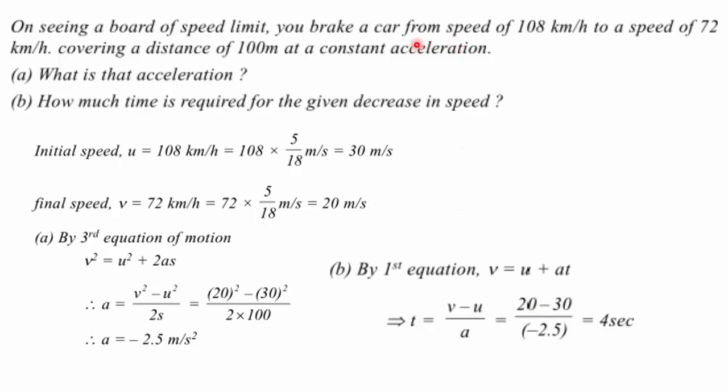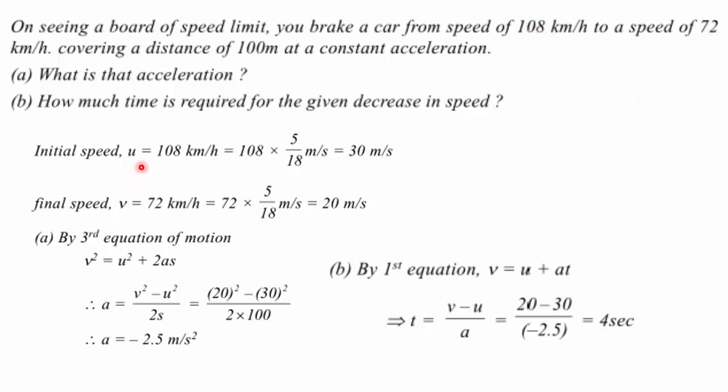Let us say that you are driving a car and suddenly you notice a board where you have to control your speed. The speed of the car now is 108 km per hour. Now you reduce it to 72 km per hour, and this reduced velocity came while traveling 100 meters at a constant acceleration. That means the velocity is decreasing and it is retardation, that means negative acceleration. So you have to calculate the acceleration and how much time you have taken for this decrease in speed from 108 to 72.